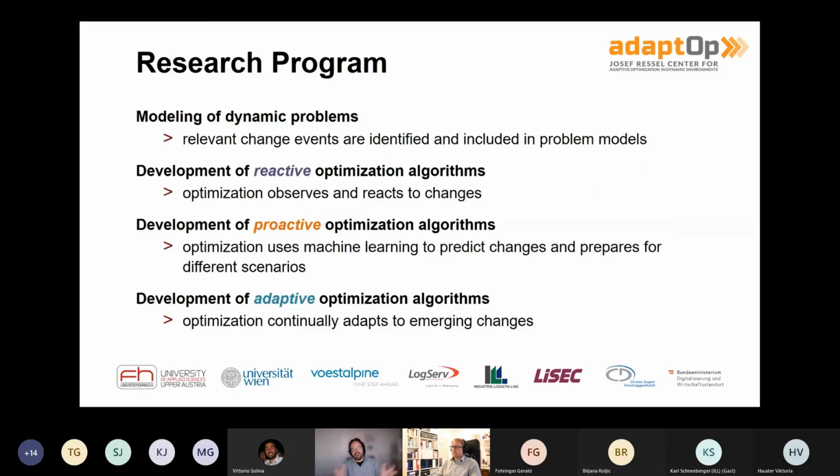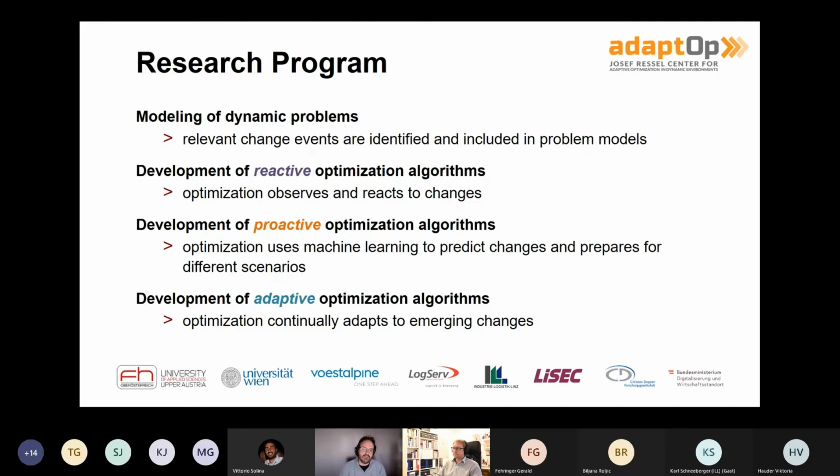So just to summarize the research program that we have, we started with modeling of dynamic problems. In fact, we started this Josef Ressel Center roughly one year ago, in October 2019. So we have the first year completed now. We have hopefully four more years to go, so there's still a lot of work in front of us. But in the past year, we started modeling dynamic problems to identify relevant changes in the production systems of our company partners involved in this Josef Ressel Center, and we included these dynamic effects in our problem models in order to develop reactive optimization algorithms. So this is the first stage of our research program.